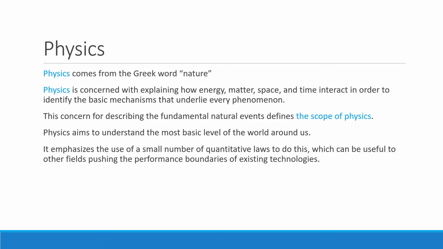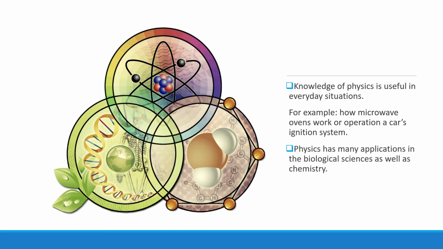Physics aims to understand the most basic level of the world around us. It emphasizes the use of a small number of quantitative laws to do this, which can be useful to other fields, pushing the performance boundaries of existing technologies. Knowledge of physics is useful in everyday situations. For example, how microwave ovens work, or the operation of a car's ignition system. Physics has many applications in the biological sciences as well as chemistry.